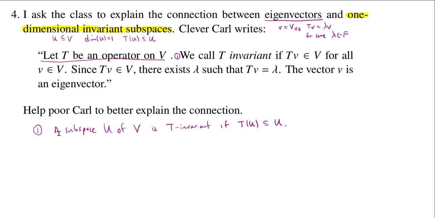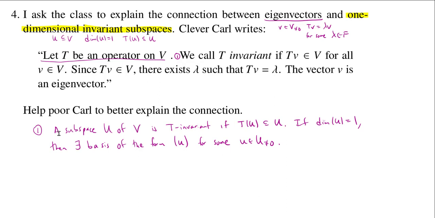Now, what if we had a one-dimensional invariant subspace? If the dimension of U is equal to 1, then we know that U has a basis with just one element in it. So there exists a basis of the form, well, we just have this one element, we'll call it u. Because it's a basis, we know that it's linearly independent, so u can't be 0. For some u in U not equal to 0.